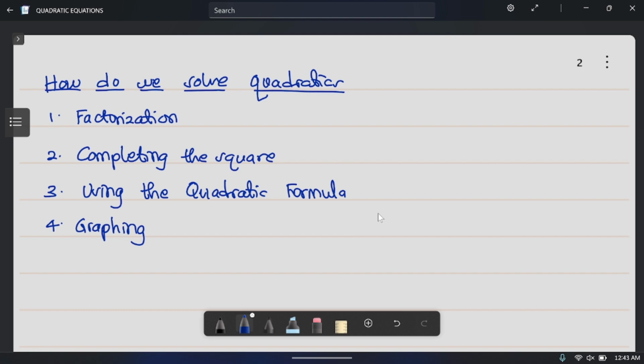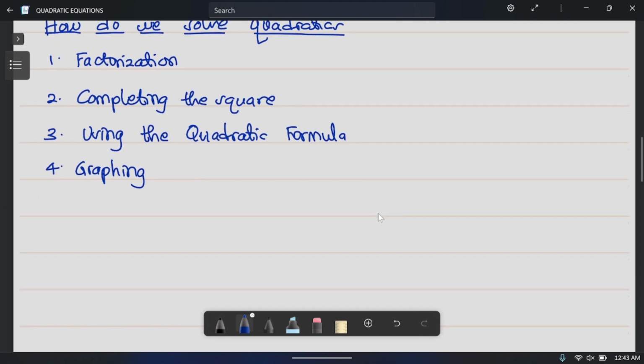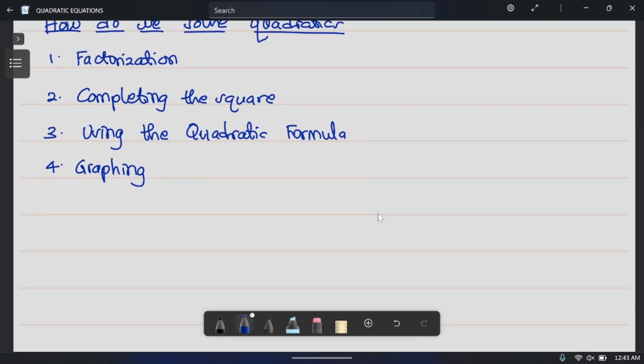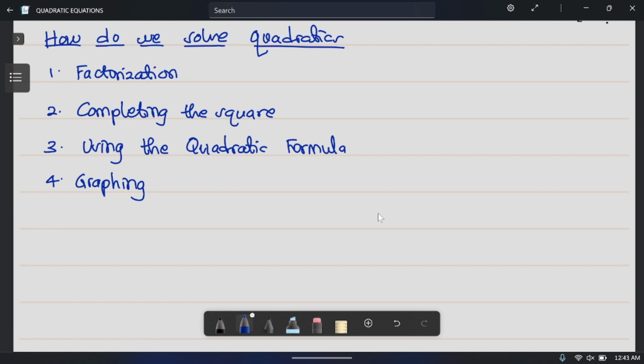Each one has its own use, and by the end of this series, you'll know when and how to use each method like a boss. Next up, we'll be starting with the most classic approach, which is factorization, and I'll show you the step-by-step method with examples. In case you'd like to tackle any of the methods in depth, I'll leave a link to the video tackling each of these methods in the description.